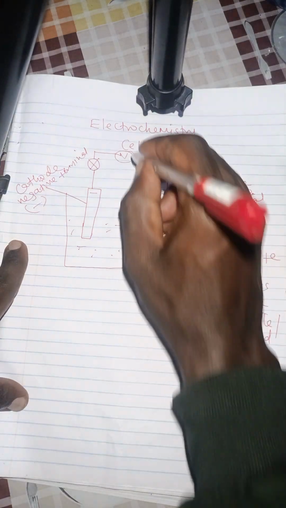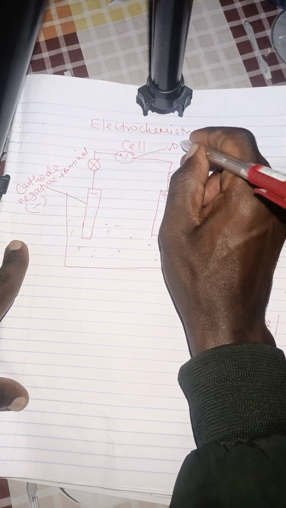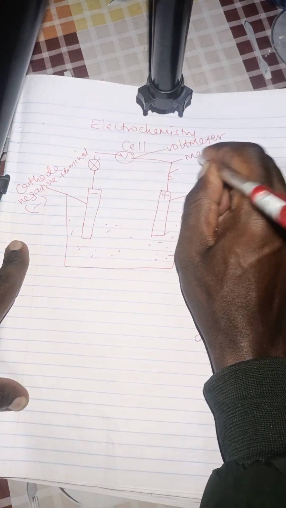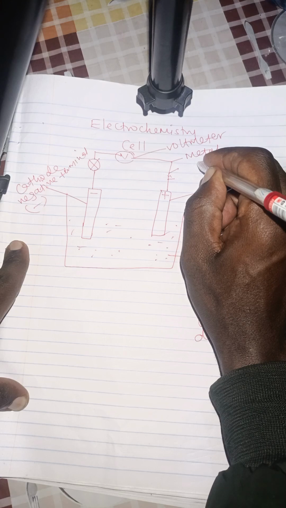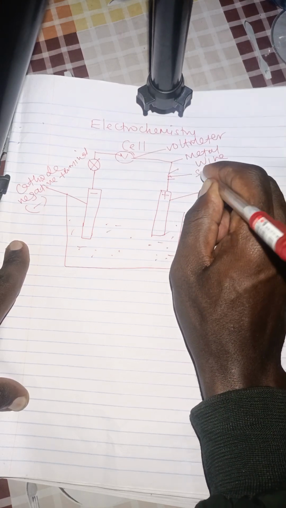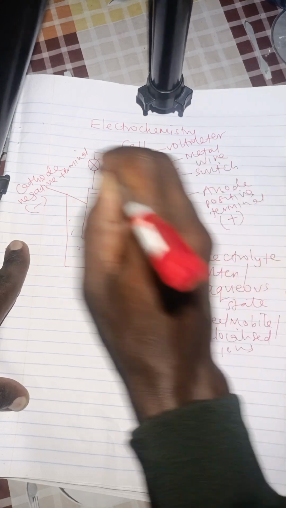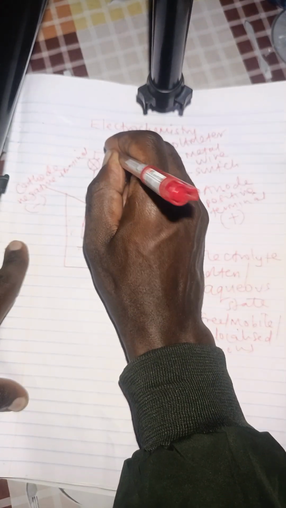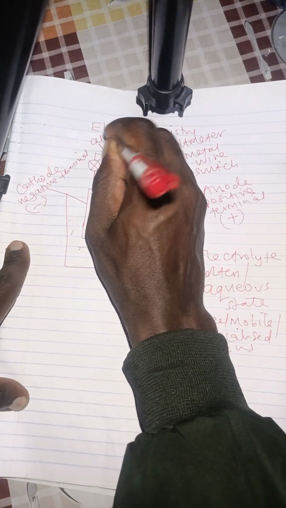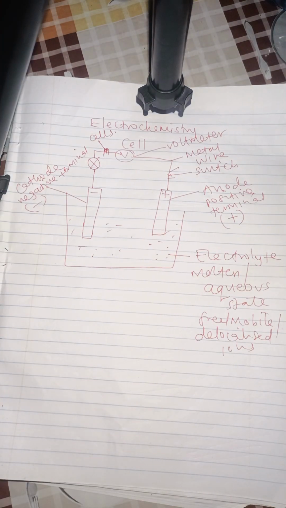I can have this as my voltmeter to record the voltage passing through this external circuit. This can be a metallic wire that forms the external circuit, and this can be the switch. And you can have the cells here. So this can be the cell.